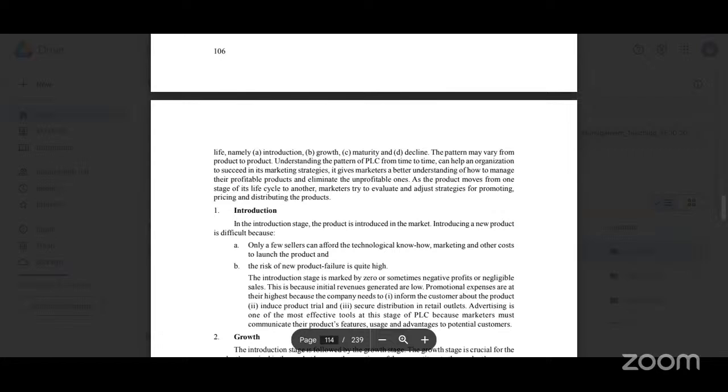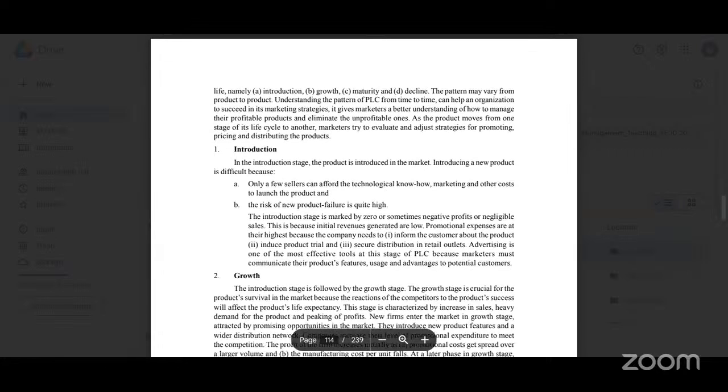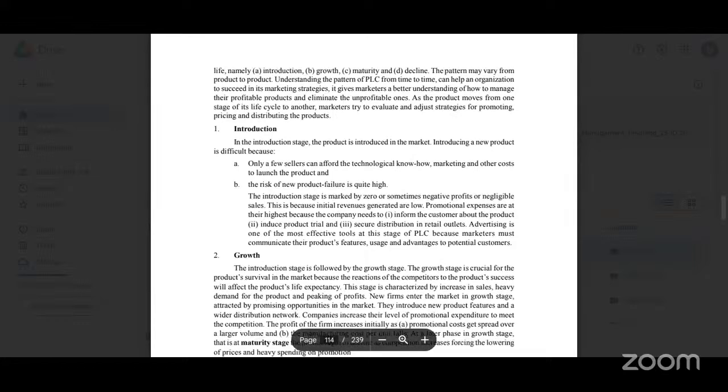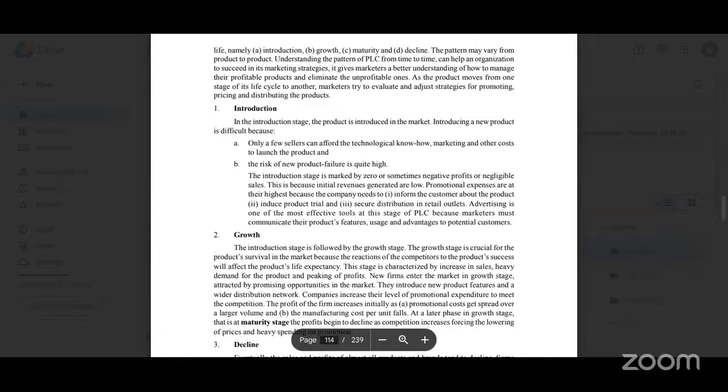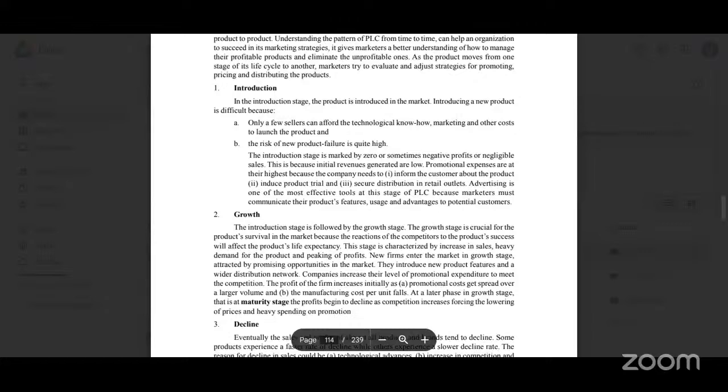So this happens from time to time. So it is very important to understand the pattern of PLC. So in terms of marketing strategies, we need to understand how to manage profitable products. At the same time, we also need to understand as a company how to eliminate the unprofitable ones. So as a product moves from one stage of its life cycle to another, marketers try to evaluate and adjust strategies for promoting, pricing, and distributing the products.